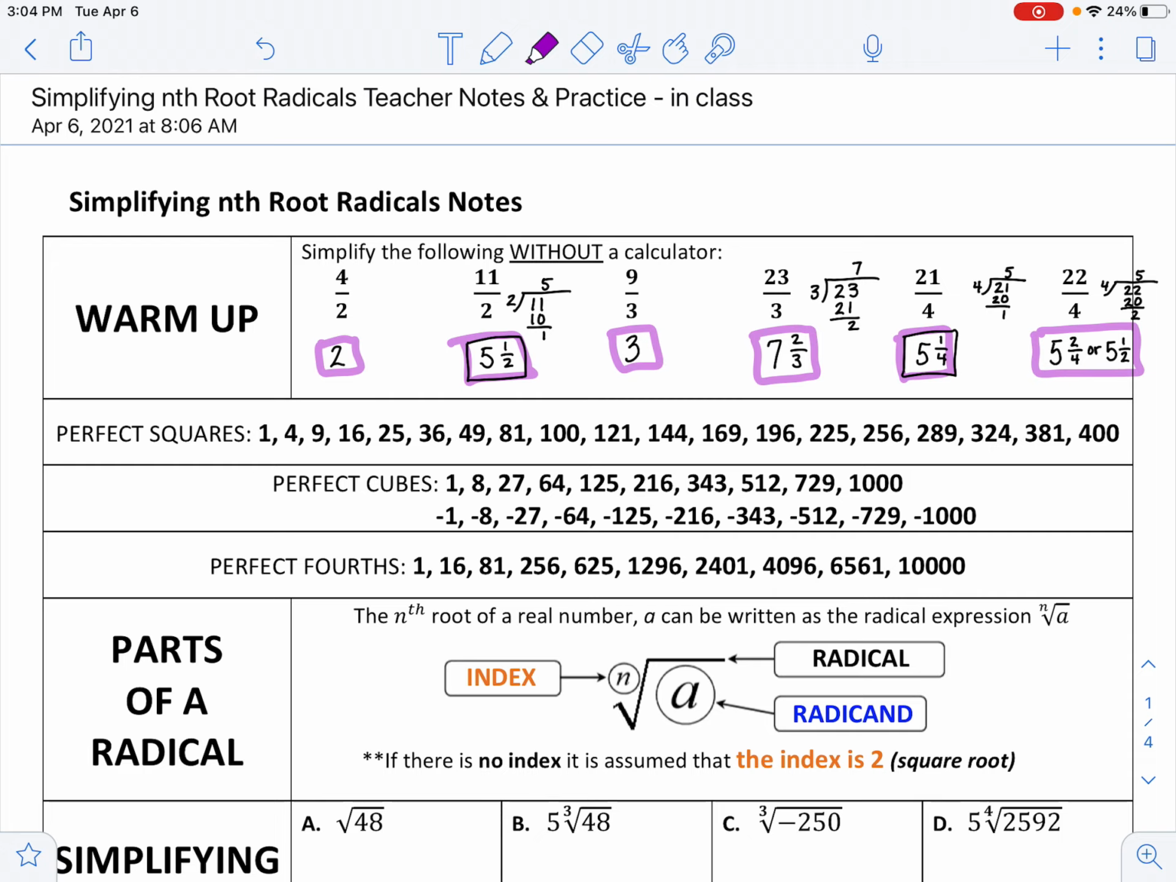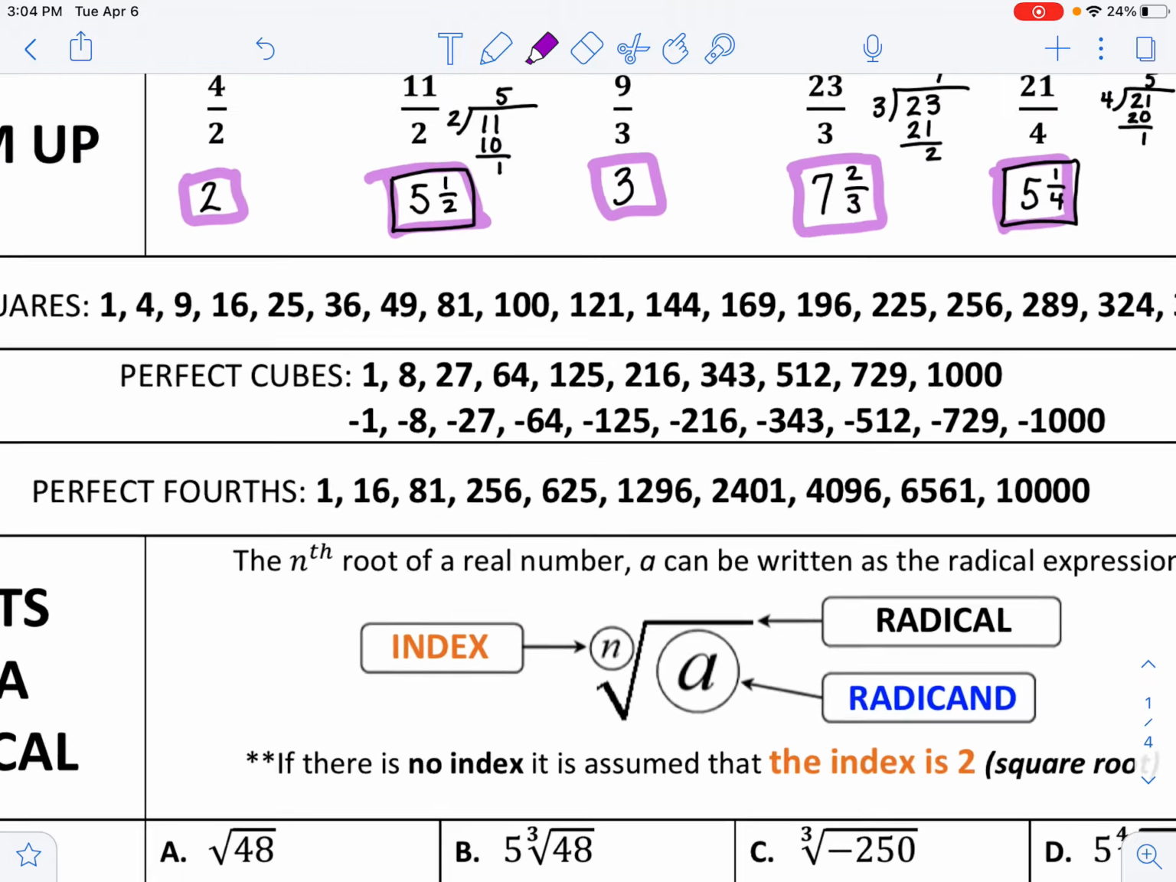All right, now just a little bit of vocabulary. We've only worked with square roots, so now we're going to work with cubed roots and fourth roots also, so you just kind of need to know this vocabulary.